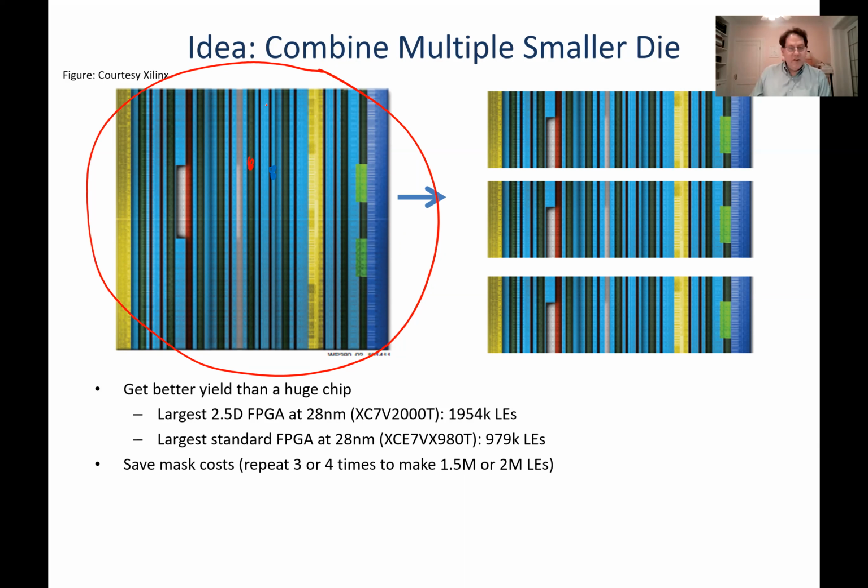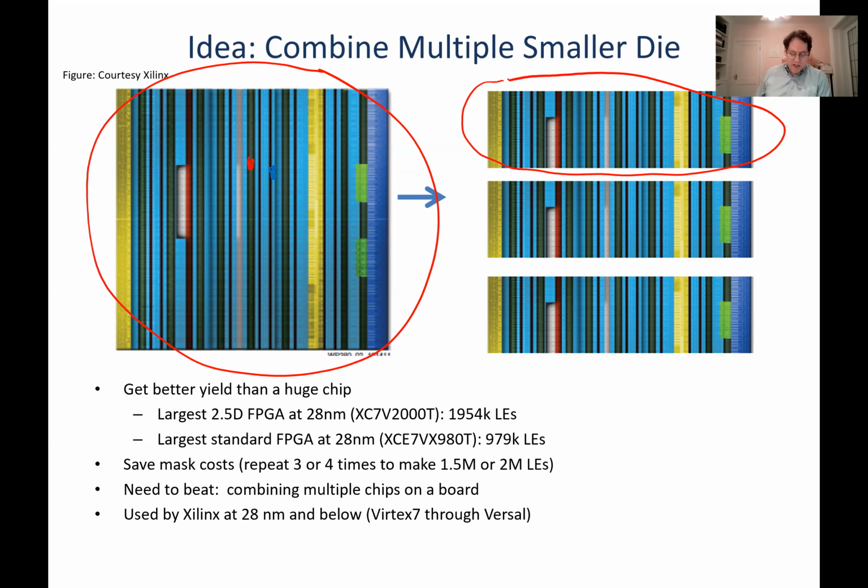Less big advantage, but still useful, is that we can save mask costs. So if I make a chip like this, if I repeat it 3 times, I get a 1.5 million logic element device. If I take 4 of them and stick them together, then I get a 4 million LE device or 2 million LE device, and I didn't have to make any more masks. And masks are expensive, right? So it depends on the process node and how mature that process node is. But for state-of-the-art process nodes, the numbers are usually in the $5+ million range for a mask set.